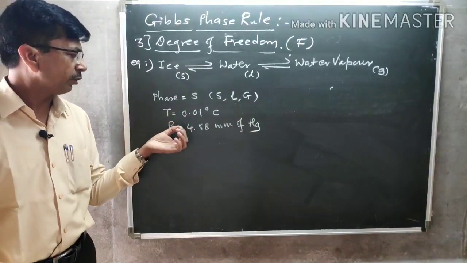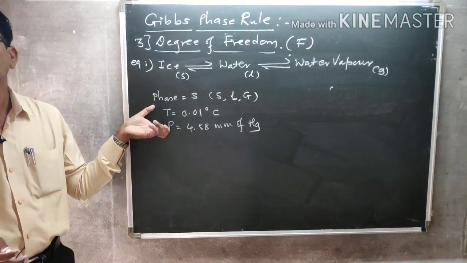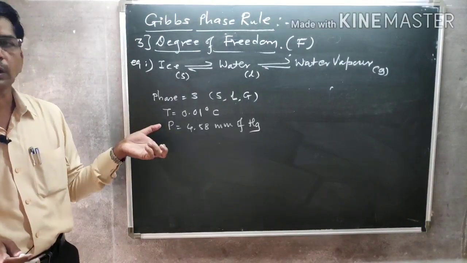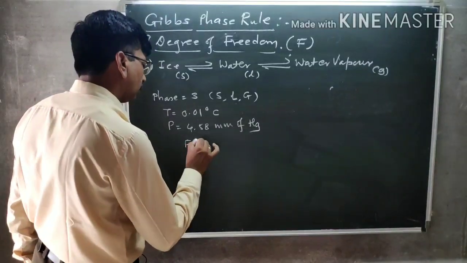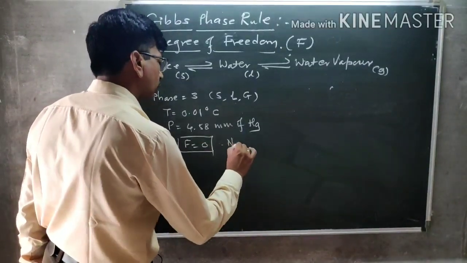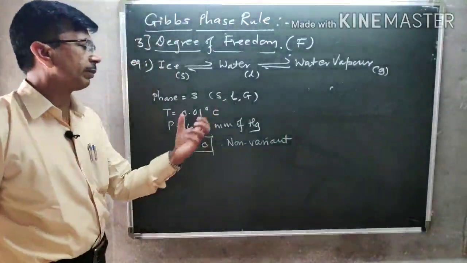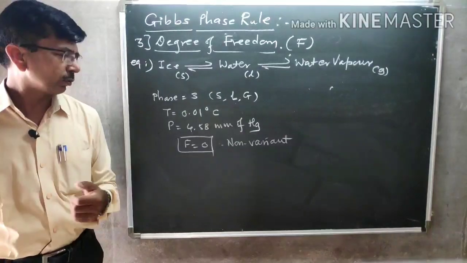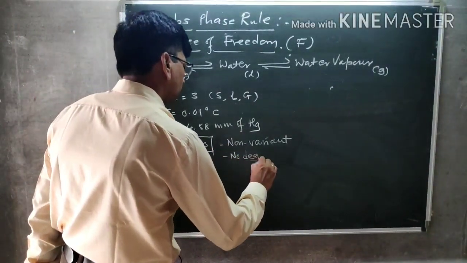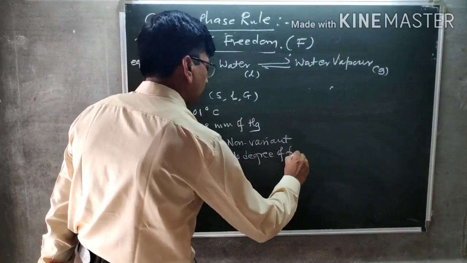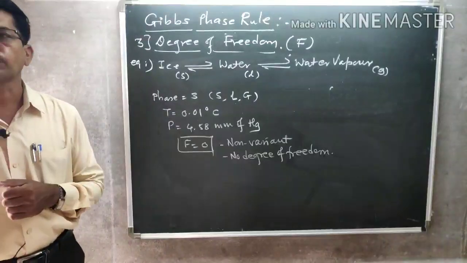If we vary temperature, if we vary the pressure, equilibrium gets disturbed, and hence we do not have the freedom to vary temperature, pressure or composition, and hence this system we call F is equal to 0, or the system is a non-variant type of system, or the equilibrium is a non-variant type of equilibrium, or we have no degree of freedom to maintain this equilibrium. So this is the example of a non-variant type of system.